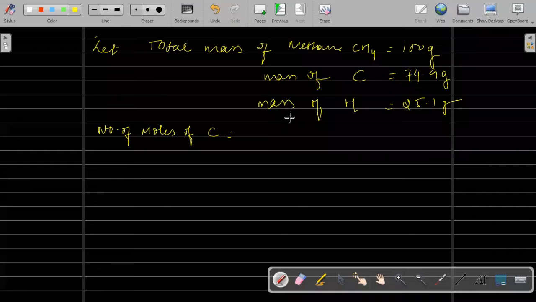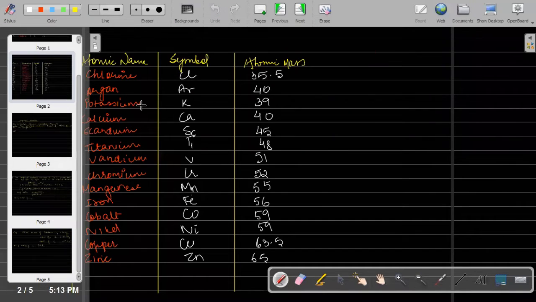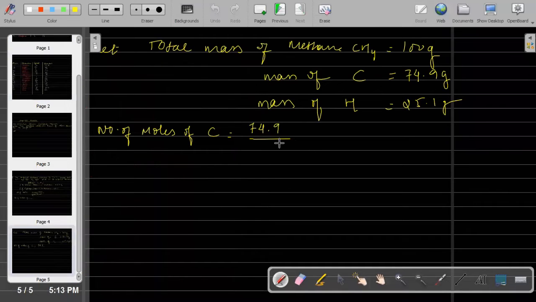Number of moles is what? Given mass divided by molar mass. So what is the given mass of carbon? It is 74.9. And what is the molar mass? Molar mass is equal to the mass of carbon. So what is the mass of carbon? You have to learn this table, and it's 12. So divided by 12. How many moles do we get? Please tell me the answer.